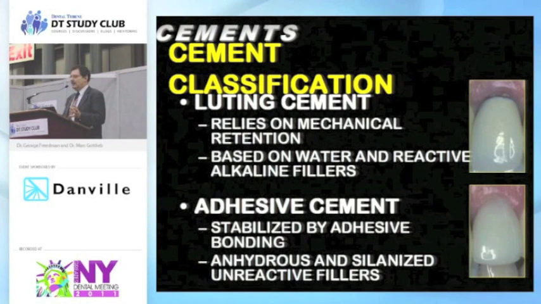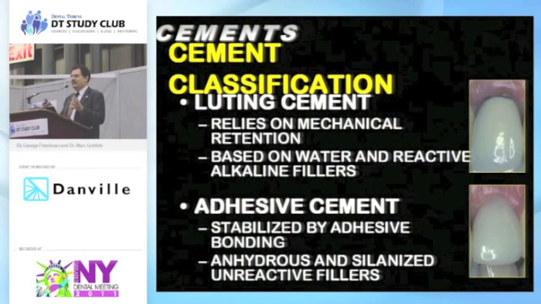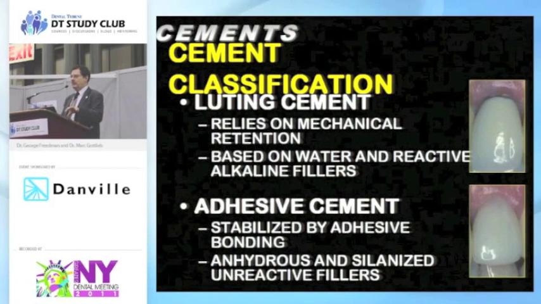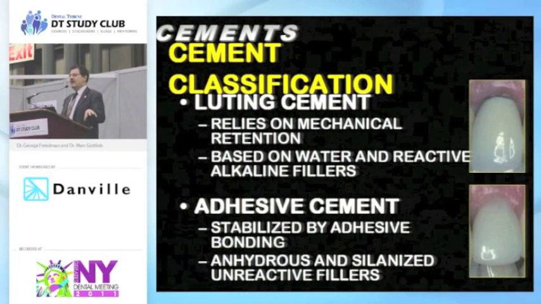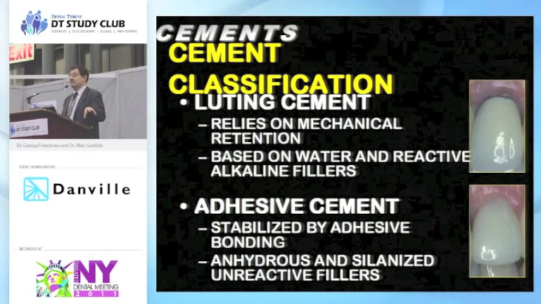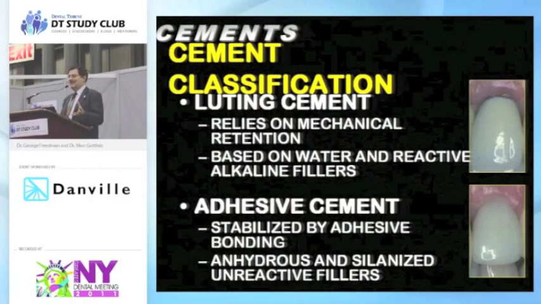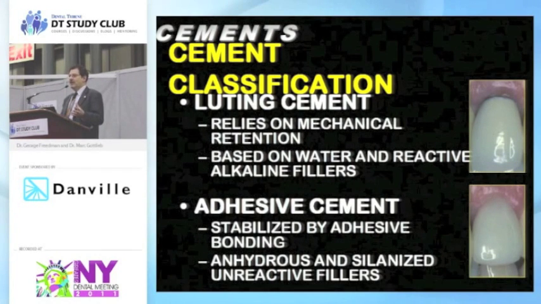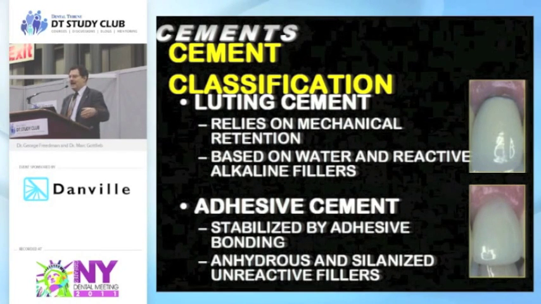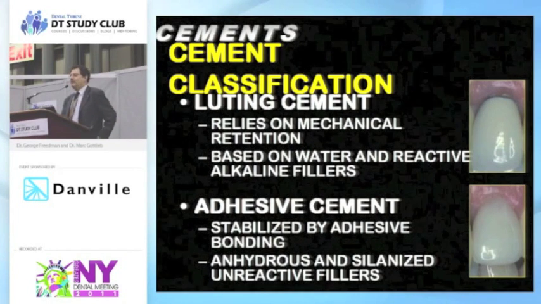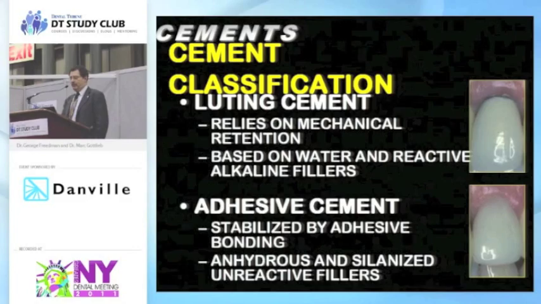This monoblock is simply a single structure, so the entire restored tooth, from the crown through the cement into the remaining tooth and the roots, is now acting as a single unit, very similar to what the natural tooth behaved like before it was destroyed by decay, before it was cut down for a crown, and before it was restored. So that's really the ideal that we are looking for.